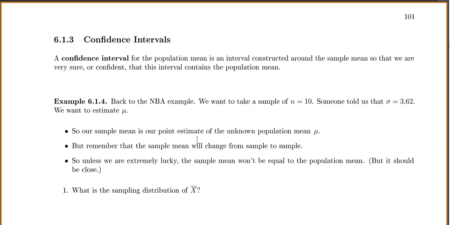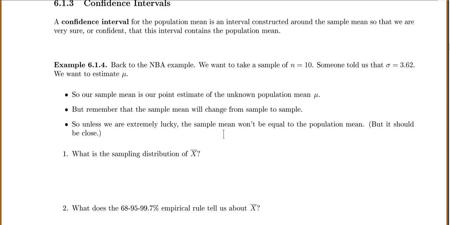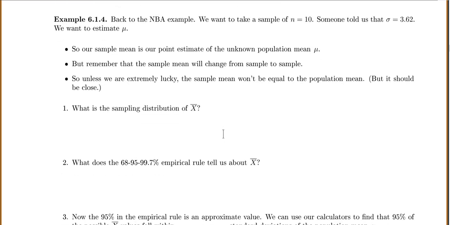But remember, our sample mean is going to change from sample to sample. So unless we're extremely lucky, our sample mean isn't going to be exactly equal to our population mean. But it should be pretty close. Okay, again, remember, our population mean is unknown. It's fixed, it's some specific number, we just don't know what it is. Okay, so to come up with our confidence interval, let's do some review about the theory of sampling distributions. Okay. So what's our sampling distribution of x bar? Well, there's three things that come for a sampling distribution. The first one would be the shape.